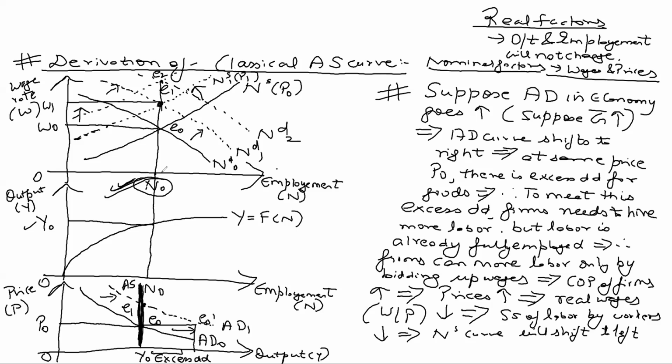So this is called the classical dichotomy. You must have heard this phrase: in the long run, in the classical economy, all that happens is an increase in the nominal factors like wages and prices. The real factors in the classical economy will never change. So if I sum up the classical aggregate supply curve, what do we learn? Conclusion.